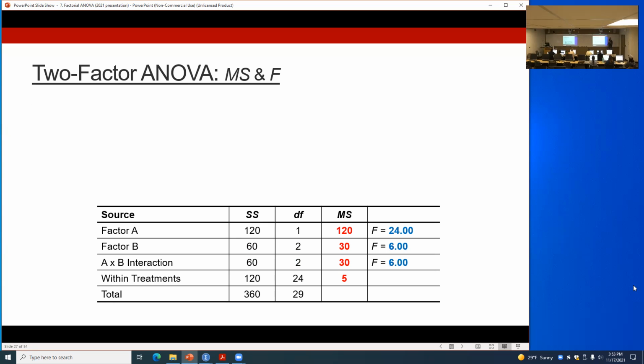Okay. And so the nice thing is, the mean squares don't add, but these all sum up so that everything comes out the same. Okay. All right.